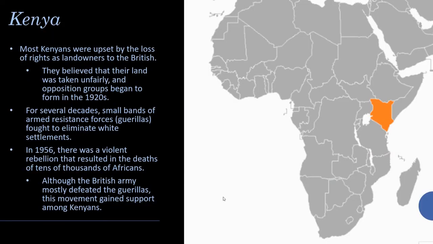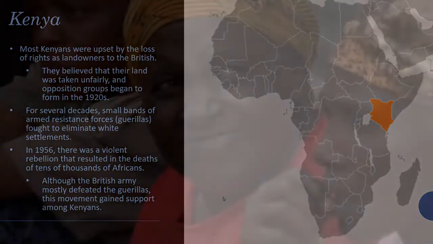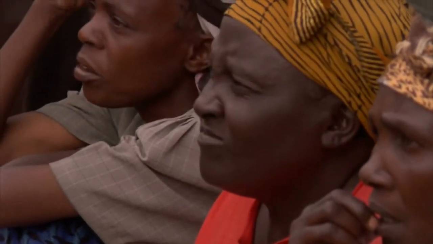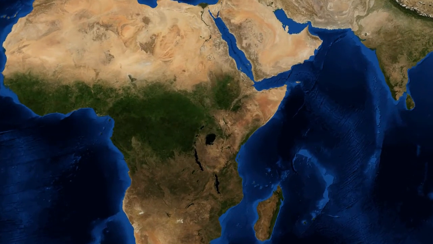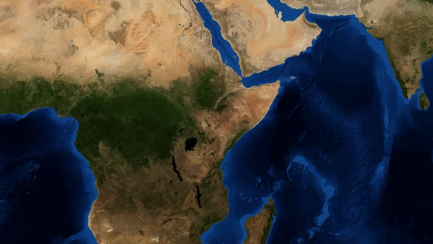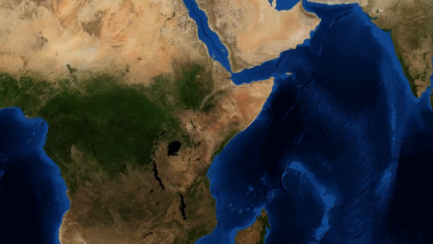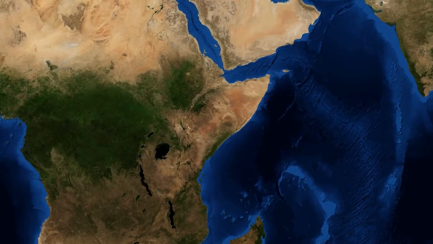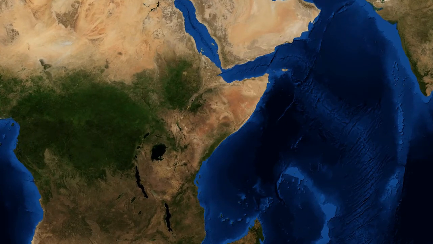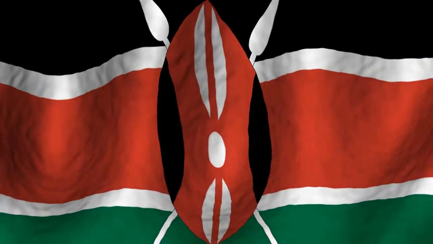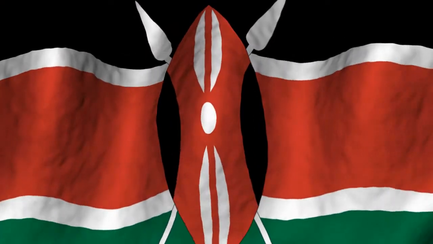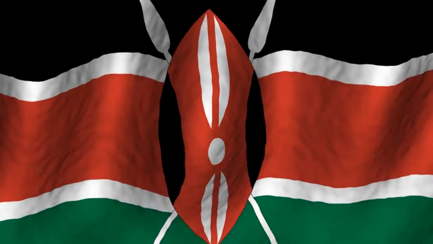Now, in terms of Kenya for their independence movement, because they are also a settler nation, most Kenyans were upset by the loss of rights as landowners to the British when they came in and took over. They believed that their land was taken unfairly, and opposition groups began to form in the 1920s. For several decades, small bands of armed resistant forces, or guerrillas, fought to eliminate the white settlements. And in 1956, there was a violent rebellion that resulted in the deaths of tens of thousands of Africans. Although the British Army mostly defeated the guerrilla warriors, this movement gained support among Kenyans.